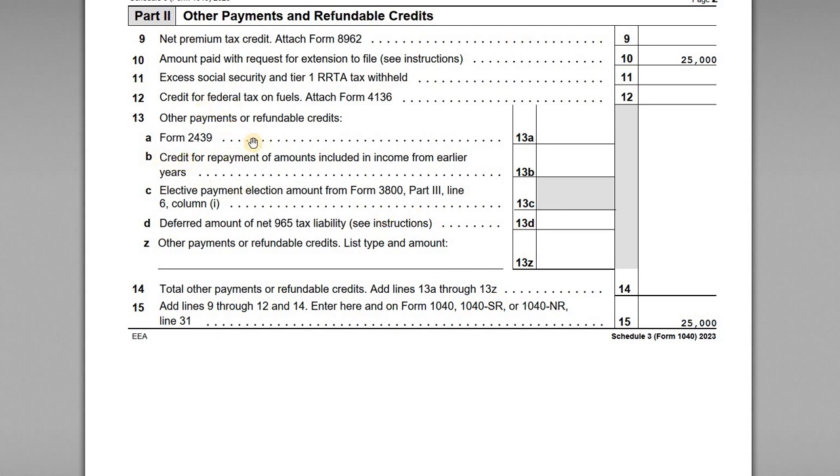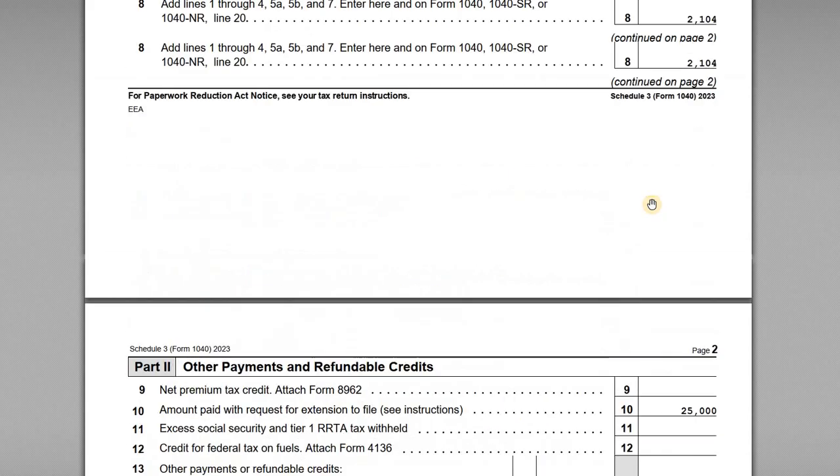Form 2439, a bit of an unusual one, but this is used to report undistributed long-term capital gains from certain types of RICs, right? So RICs are regulated investment companies. So if you got a notice from a RIC that there were some undistributed long-term gains, then you might have a 13A inclusion. All right, so I think that pretty much covers it for this Schedule 3.